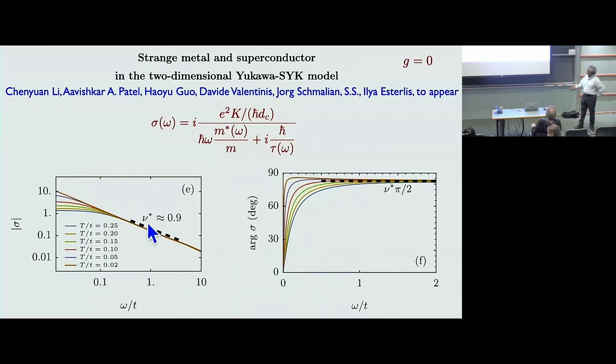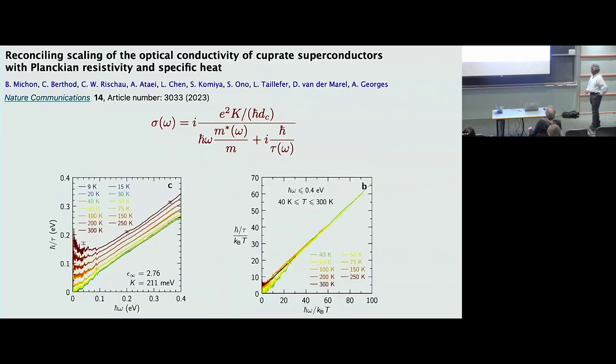And you get 0.9. This is due to logs coming in the effective mass. And this is the phase. Then from fitting your results to this formula, you can read off the tau of omega and m star of omega. So this is what they did in the experiment.